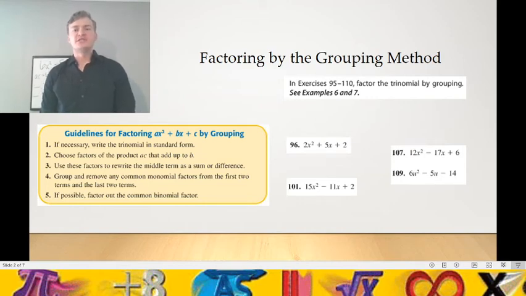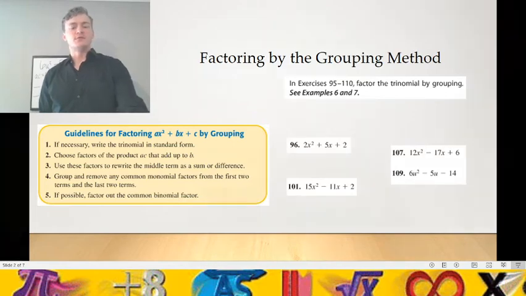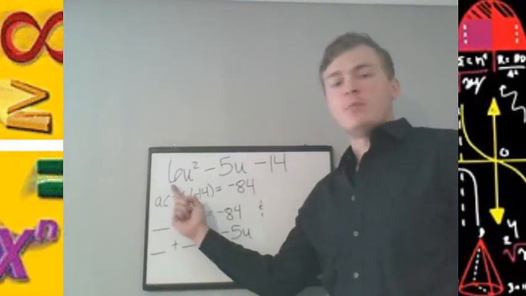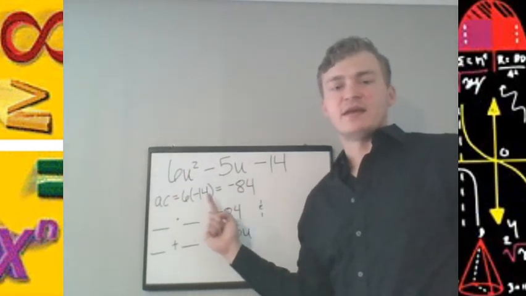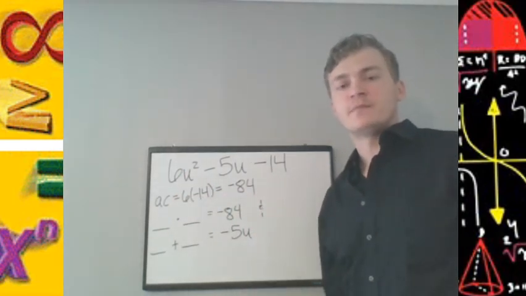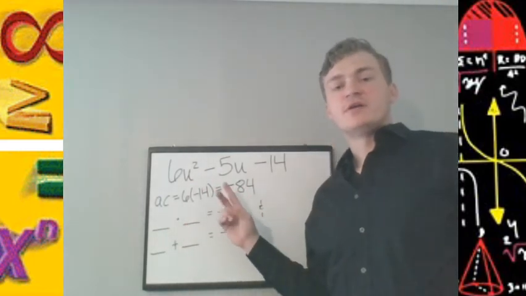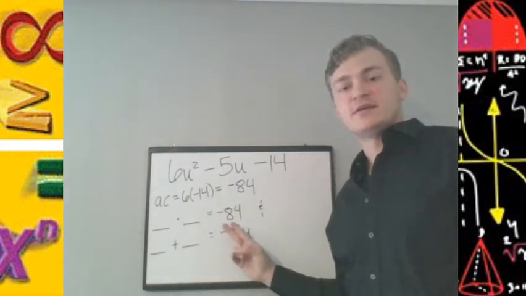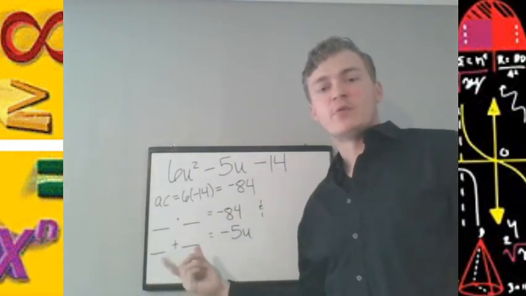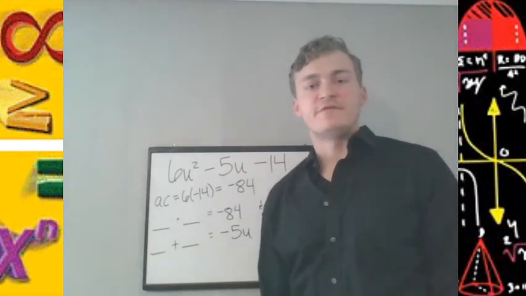Exercise 109. Factor the trinomial 6u squared minus 5u minus 14. So the trinomial here has leading coefficient a equal to 6, b equals negative 5, and c equals negative 14. Going to the board. Multiplying a and c together, 6 times negative 14 is negative 84. Our next step, step 2, is to find two integers, two numbers whose product is AC and whose sum combines to get negative 5.